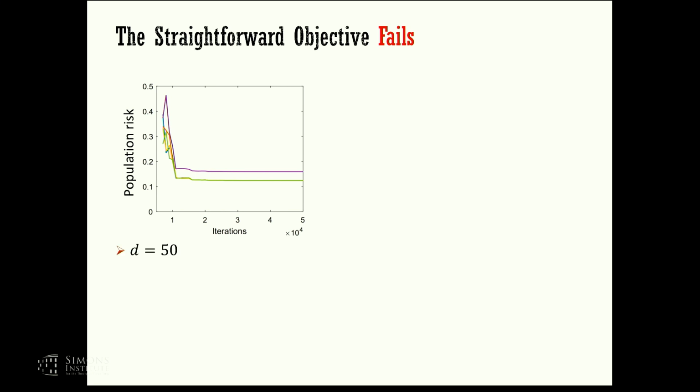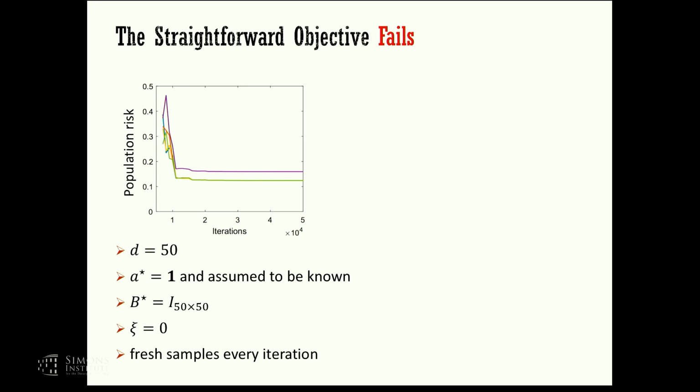So here's the setting. The dimension is 50. A star is the all-ones vector, and we assume it is known, so we don't even have to learn it. We only need to learn the matrix B. And B star is an identity matrix, 50 by 50. This is probably the best matrix you can hope for. The noise is 0, and we use fresh samples at every iteration. There's no generalization issue. We just do pure stochastic descent with fresh samples.